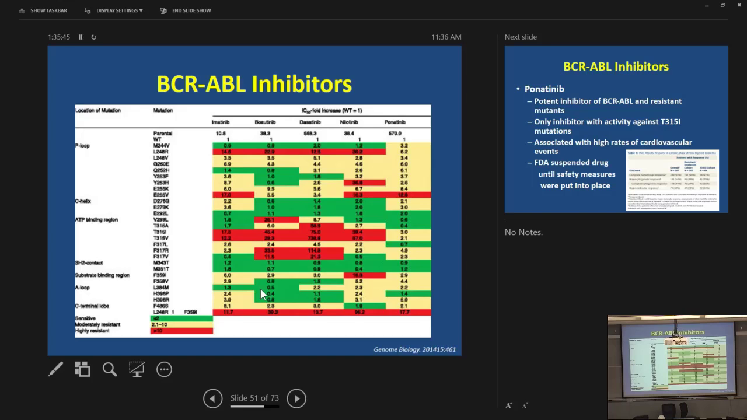The other thing you have to worry about with all these BCR-ABL inhibitors is they have tons of drug interactions, so we have to play around with that too. But that's not for this class. We're only going to worry about mutations.